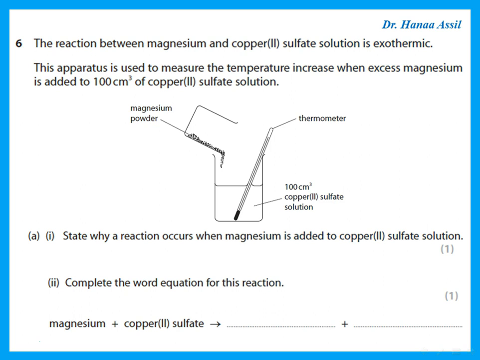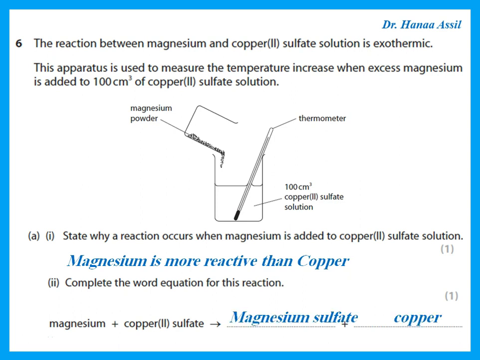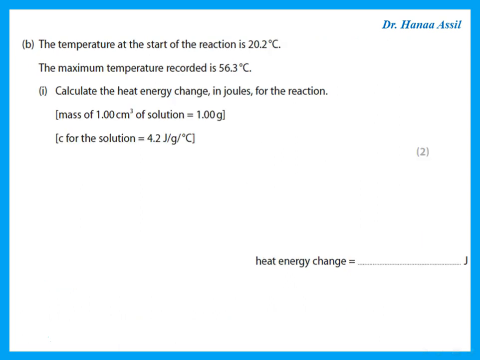State why a reaction occurs when magnesium is added to copper sulfate. Why is it that magnesium reacts with copper sulfate? Of course, we said when a metal reacts with the salt of another one, that is because the magnesium is more reactive than copper, and that is why it is able to displace the copper. So if I react magnesium plus copper sulfate, what is the product? Well, that will give magnesium sulfate plus copper. So the magnesium is more reactive than copper, it displaces the copper.